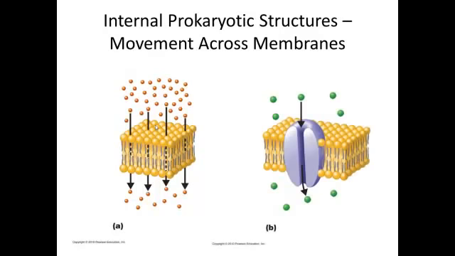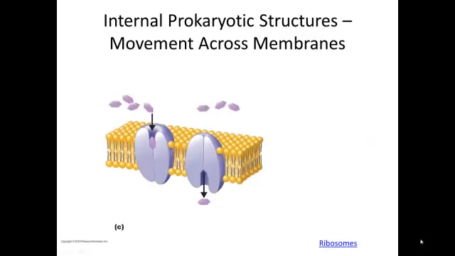Okay, now if we need to let things in that are big or have a charge, we can have channel proteins. They're big. They're basically a hole through the membrane that can be open and closed, and so molecules are allowed to diffuse through. This is called facilitated diffusion because the protein helps or facilitates the molecules in coming in and out of the cell.